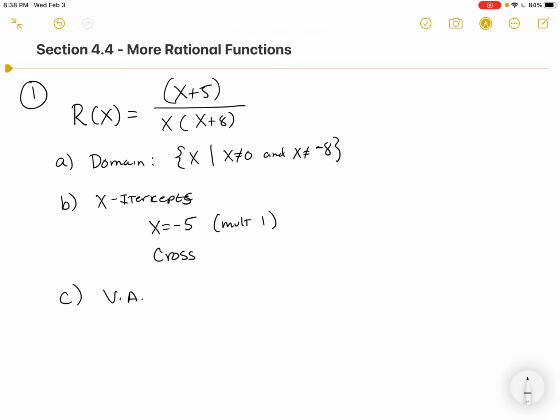I have domain restrictions that I can't get rid of. So we're going to have a vertical asymptote at x equals 0, and we're going to have a vertical asymptote of x equals -8. I think if you go back, I misspoke. We have a vertical asymptote along the line x equals 0, and we have a vertical asymptote along the line of x equals -8. Okay, we can't cross those at all.